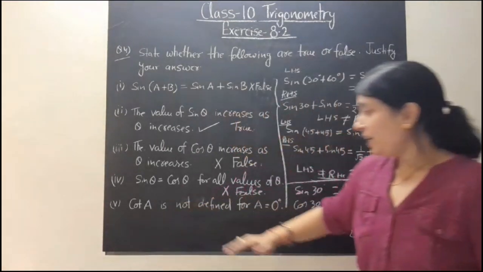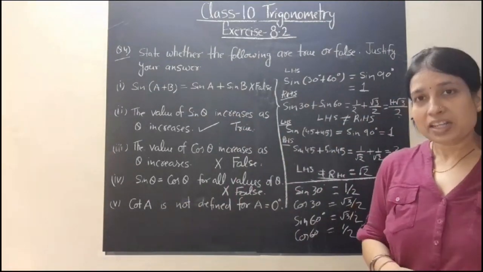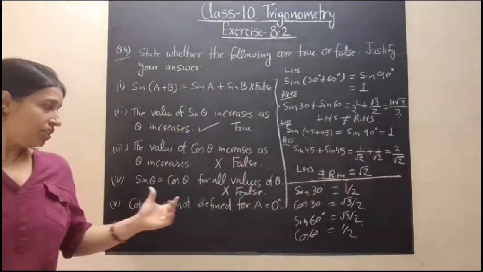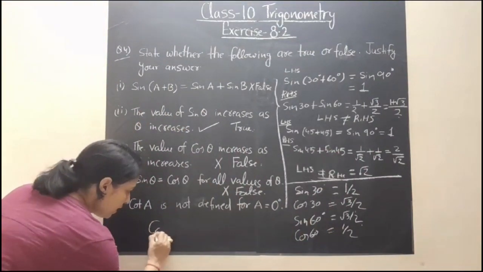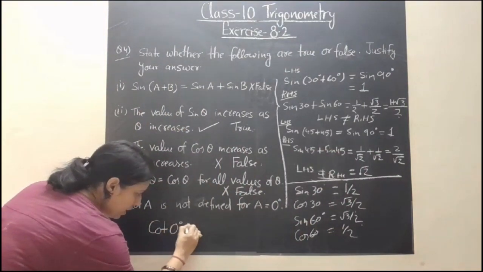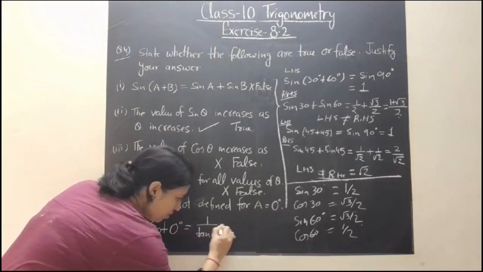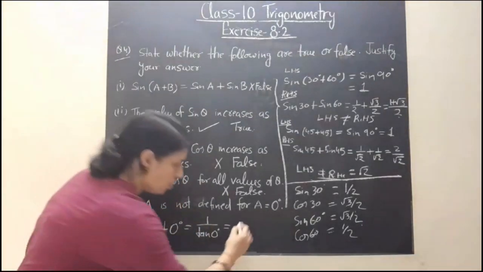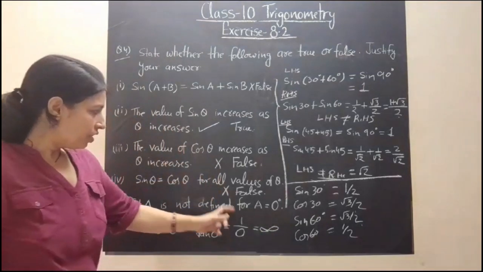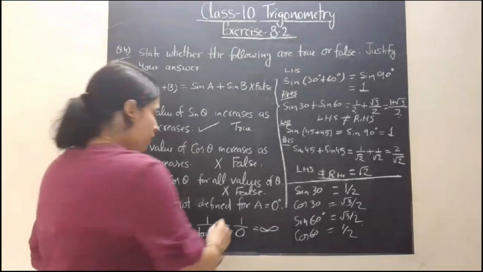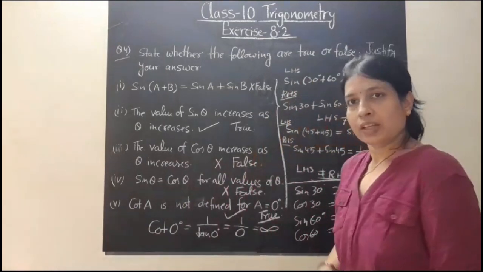Last one is cot A is not defined for A is equal to 0 degree. It is true? Yes, because we know that cot 0 is not defined. It is infinite. Why? Because cot 0 degree is equal to 1 by tan 0 degree. And what is value of tan 0? Tan 0 is equal to 0. So it is 1 by 0. So it is not defined. Okay. So this statement is true. Last one is true. So you can write here true.